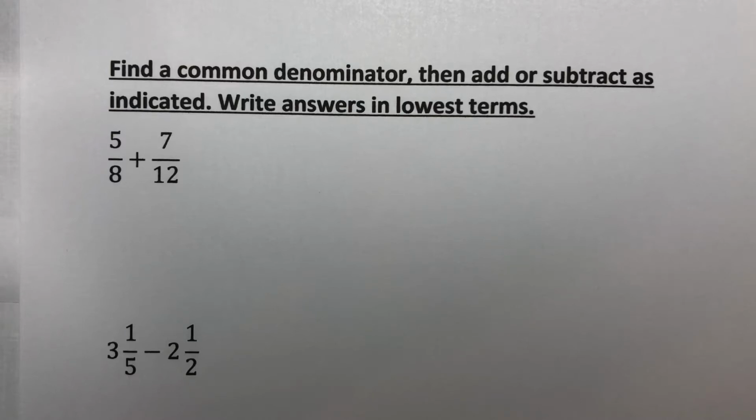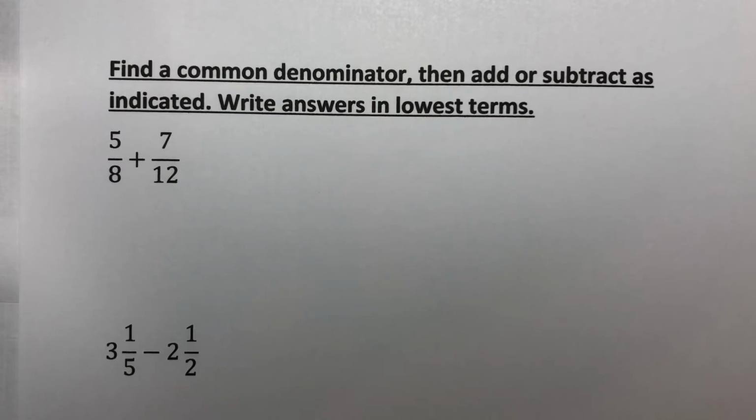This is the fraction review, part 9. We are talking about adding and subtracting fractions that do not have the same denominator, and we're supposed to write our answers in lowest terms. There are a lot of different ways to find a common denominator. Some involve prime factorization, like we talked about earlier. What I'm going to show you is what I think is probably the easiest way to get it done.